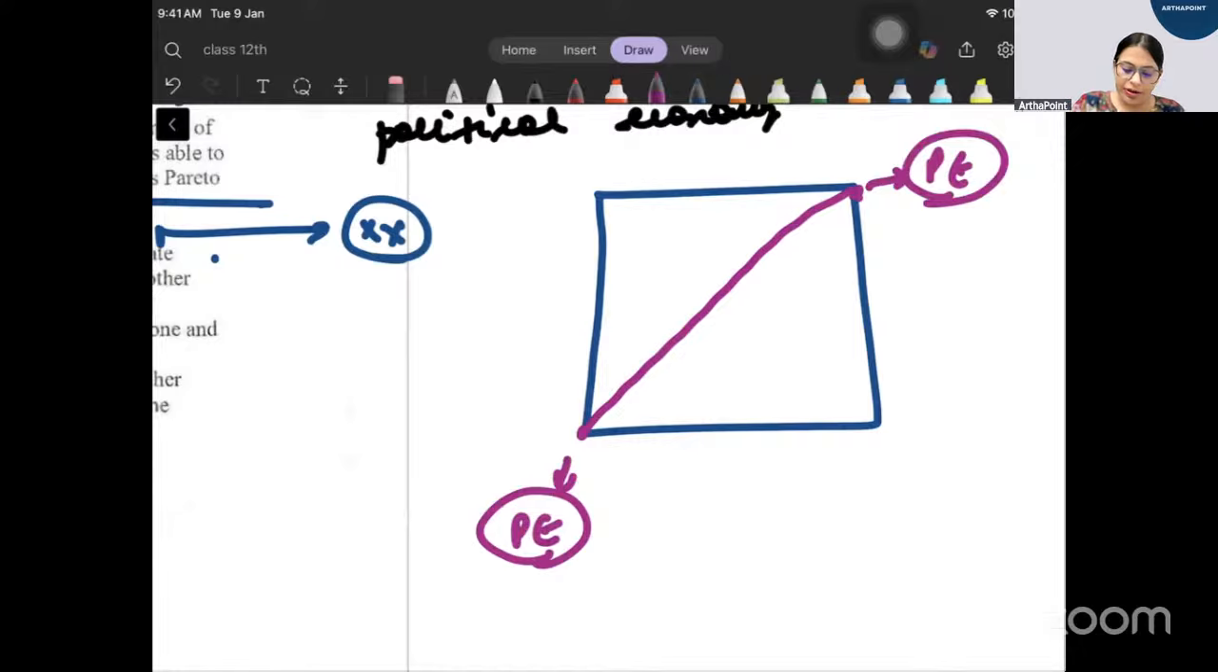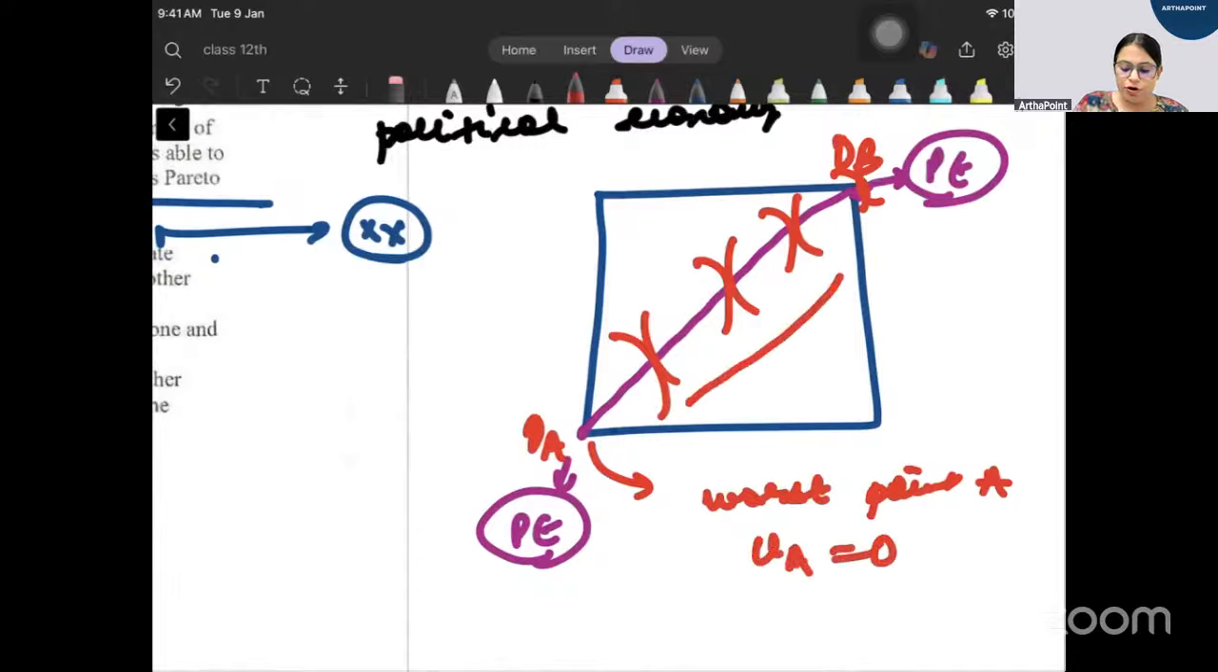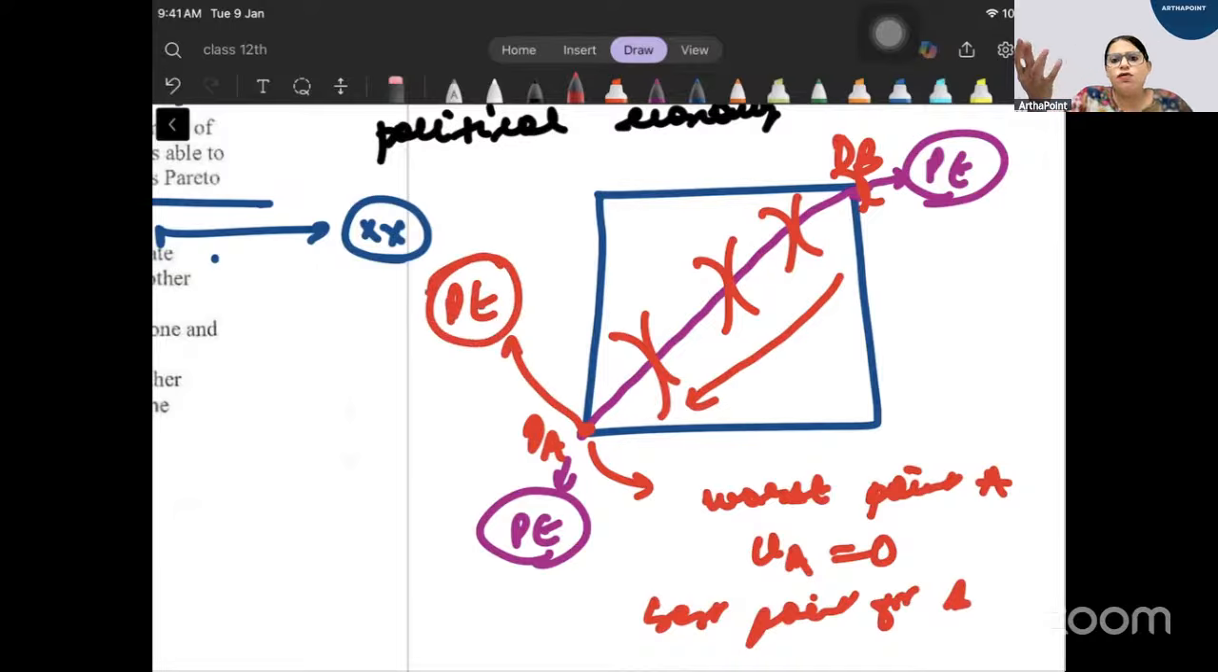So if you remember, at this point, point A, suppose this is the origin of A, this is the origin of B, and these are all my indifference curves. This is the worst point for A because A's utility is 0, and B is most away from his origin, so it is the best point for B. Even this point is Pareto efficient. For Pareto efficiency, it is not required that the point be best for everyone. That's not the definition of Pareto efficiency. Pareto efficiency does not say that.